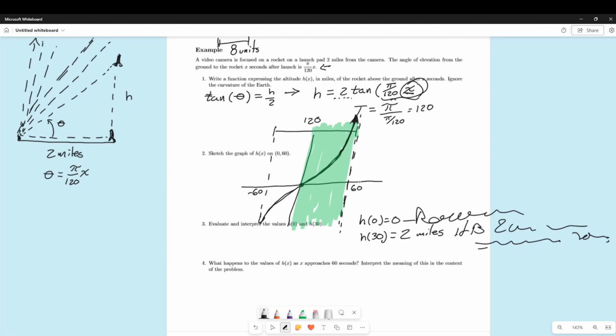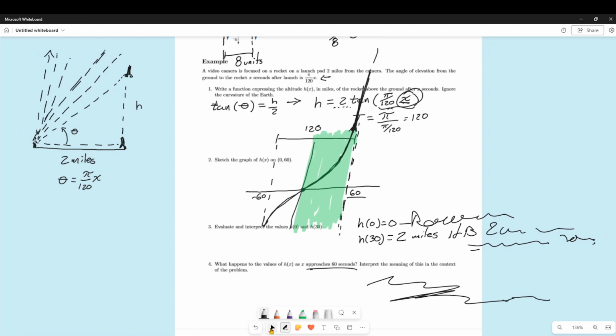So as we get close to that 60-second mark, we're looking up essentially infinitely high. So in context of the problem, as we approach 60 seconds, the rocket is flying off out of view as we start trying to look straight up. So we're looking straight up, or trying to almost straight up, as this thing launches up and up and up.